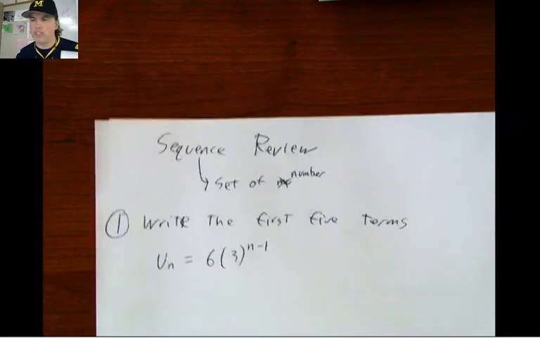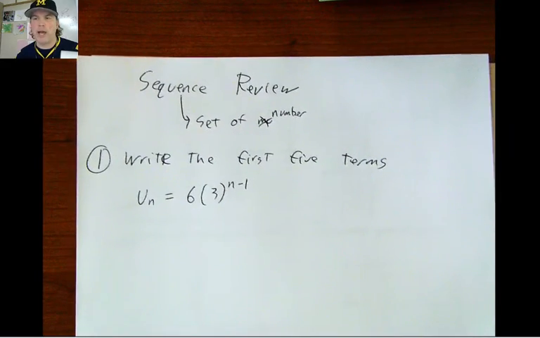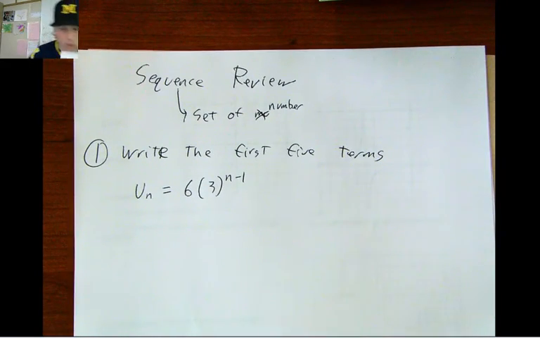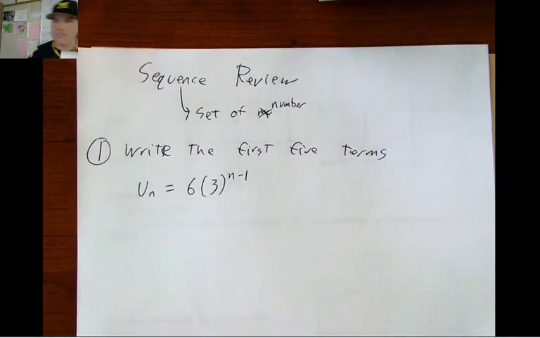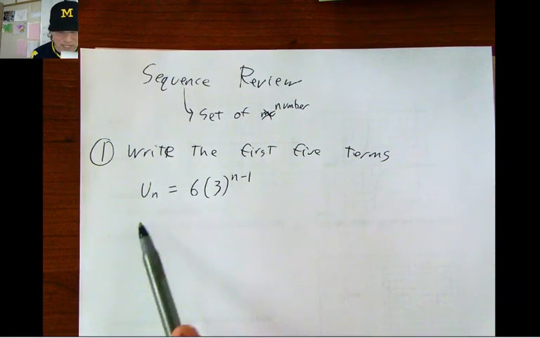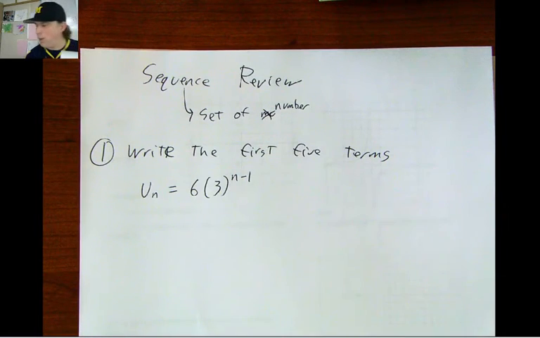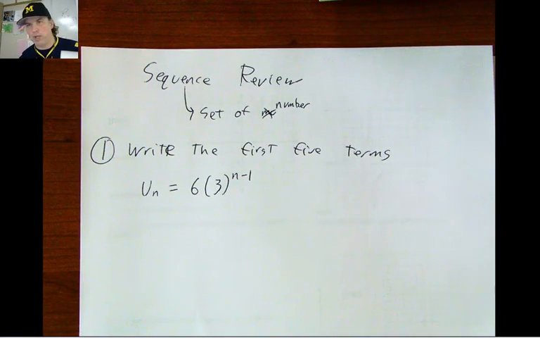So, here's our first one. And I just want you to know right now, I think this is a really poorly written question, and I'll say why in 5 seconds. It says write the first 5 terms, and it gives me an equation. So I need to plug 5 numbers into this equation and have it come out. But they're not telling us where to start.